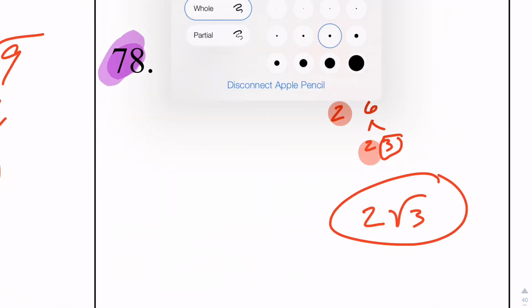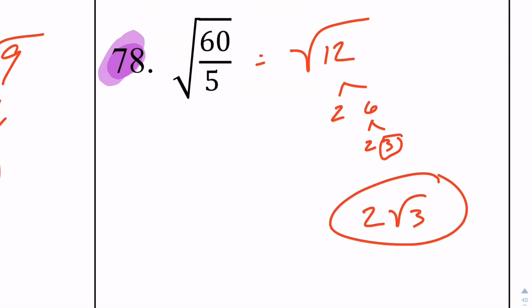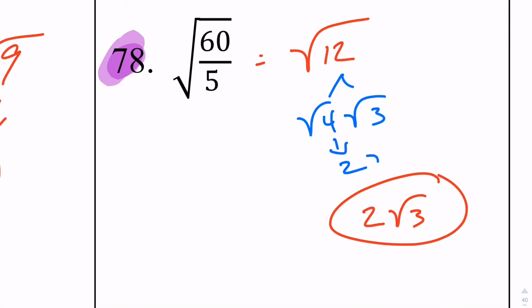Let me show you my other method here. That's going to be square root of 4 times square root of 3. Square root of 4 is 2, square root of 3, right? So there's that same answer, whichever method I used.